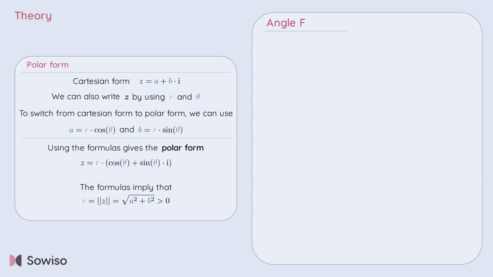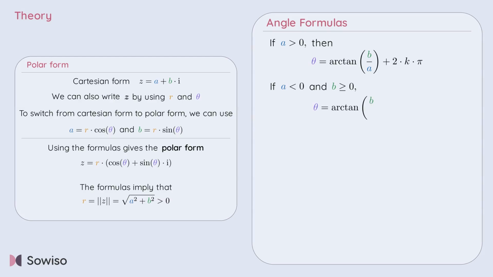For theta, there are different formulas based on the values of a and b. If a is greater than 0, theta is equal to the arctangent of b over a plus 2 times k times pi. Here, k can be any integer. However, if a is less than 0 and b is greater than or equal to 0, we have to add pi to the arctangent of b over a. If a is less than 0 and b is less than 0, we have to subtract pi from the arctangent of b over a.